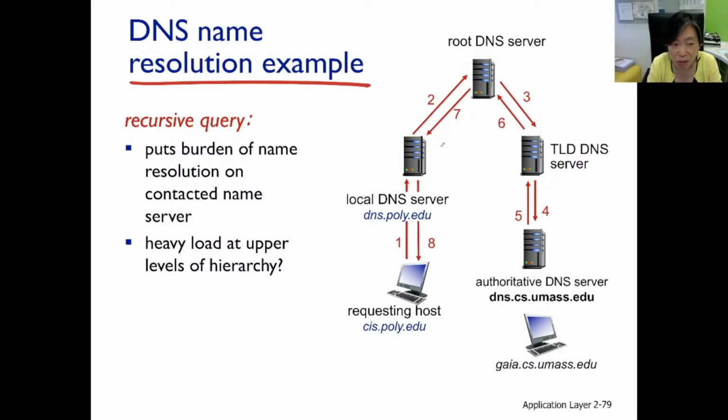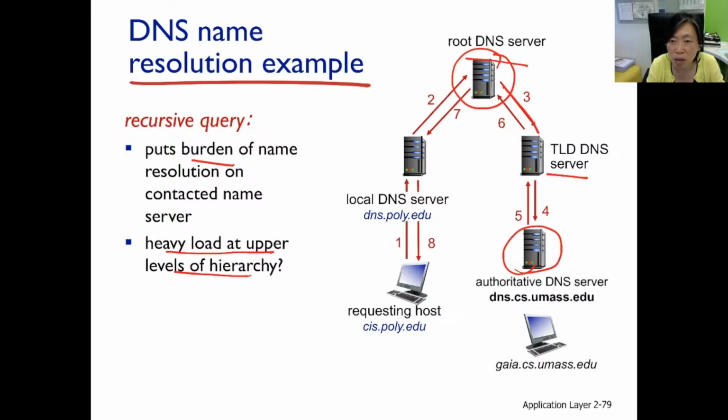Right? Can you see an issue with this? Yeah, so this way of querying puts burden on name servers that are high up in the hierarchy. There are going to be a lot of queries coming to the root, and a lot of queries coming from the root to the TLD, although the load on the authoritative DNS server remains the same. Right? So heavy load at the upper levels of the hierarchy, not good.